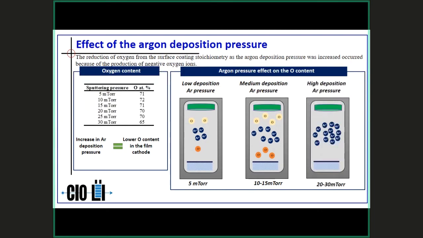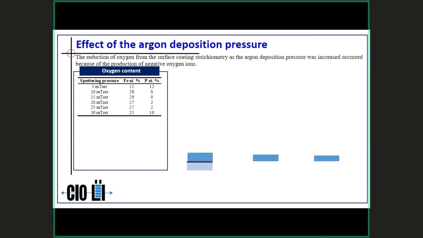So a larger argon deposition pressure will result in more negative oxygen that will not add into the coating chemistry. So this table is telling us that for the samples that go from 10 to 30 milliliter, there is an excess in iron, and for the same samples, there is a deficiency in phosphor.